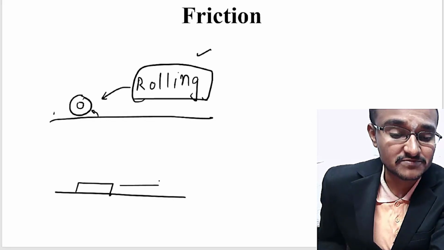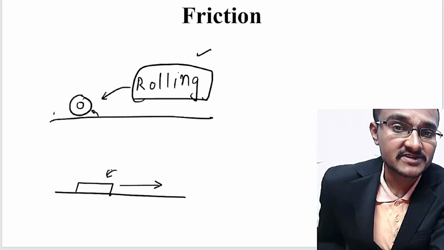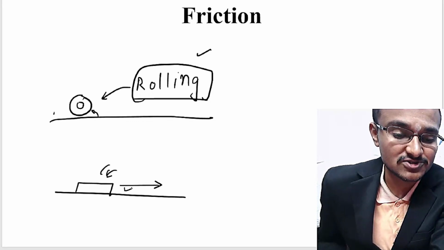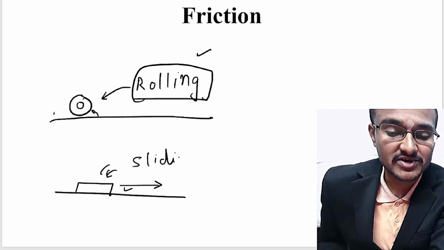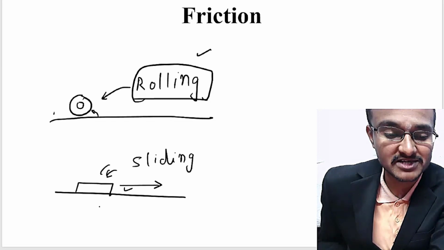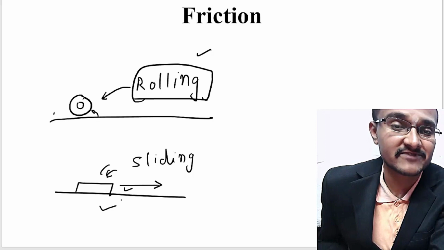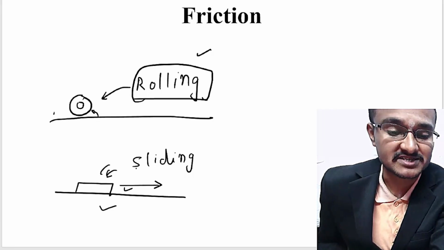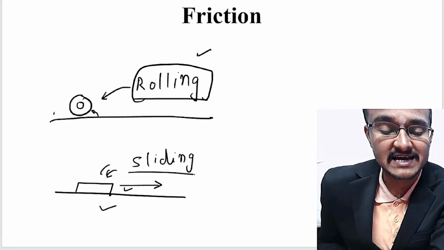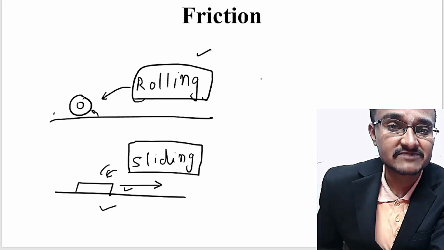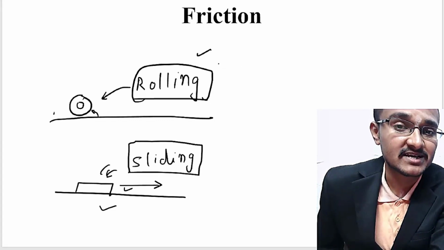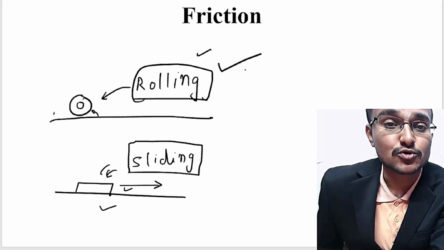Whenever you slide an object on another object, the friction applied on this object due to the other object is known as sliding friction, because you are sliding this particular object on the other object, and friction is generated in between these two objects. So such kind of friction which comes into picture when you slide one object on another object is known as sliding friction. The friction which comes into picture when you roll one particular object on the other object is known as rolling friction.